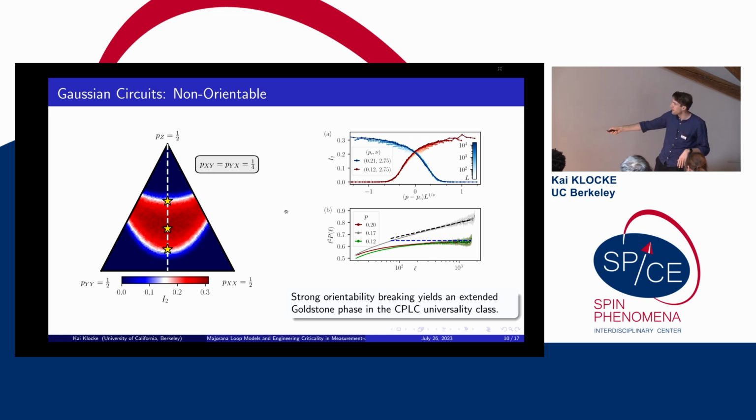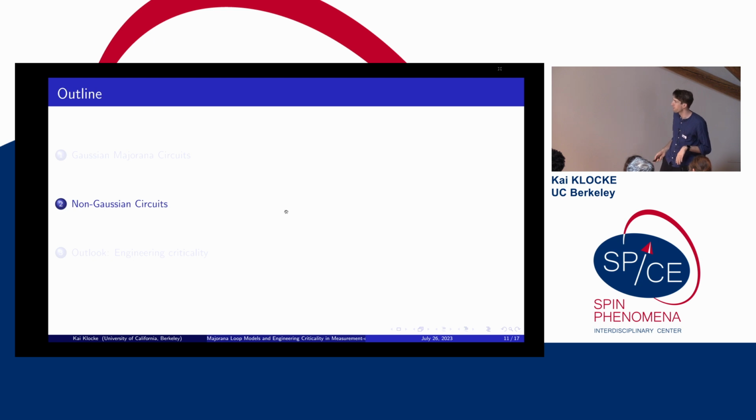non-bipartite, I do open up a Goldstone phase. It has all of the appropriate signatures of universality of this loop model with crossing that I saw with swaps, but it's generated in an exclusively measurement-only scenario. So percolation and this CPLC Goldstone phase are really the two generic scenarios for free fermionic circuits.